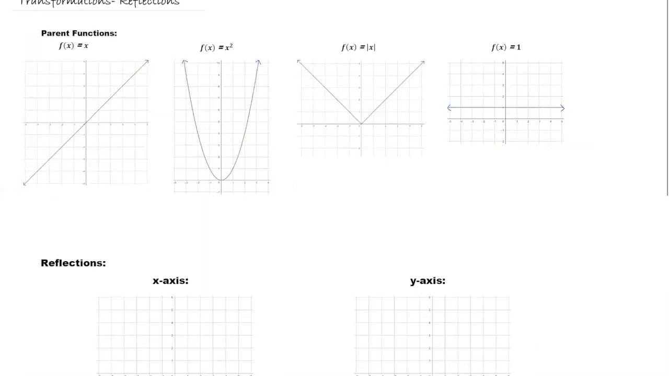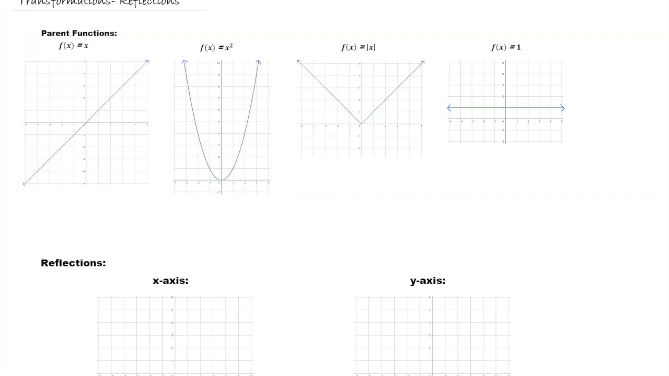We are going to look at a specific type of transformation. We are looking at reflections. So we have 4 different parent functions. There are so many more different types of parent functions. These are just the ones that we're focusing on today. And we are going to look at reflecting these functions over the x-axis and the y-axis.